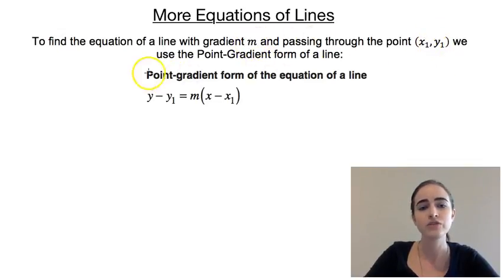m, then we can use this formula here, which is on your formula sheet, and we can have y minus y1 equals m outside of x minus x1. Then we'll simplify that down, and that will be the equation of our line. So let's have a look at an example.